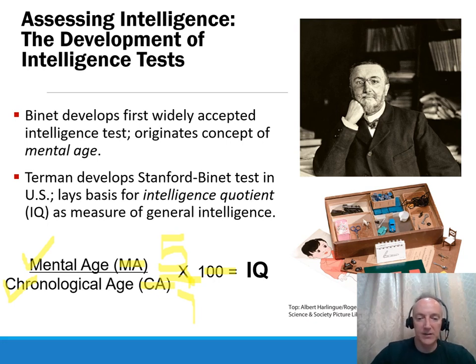Now let's consider that we've got our 7-year-old. We gave him the tasks, and not only was he able to do everything 7-year-olds did, but he was doing things most 9-year-olds did. So we've got 9 over 7 times 100. What is his IQ score now?